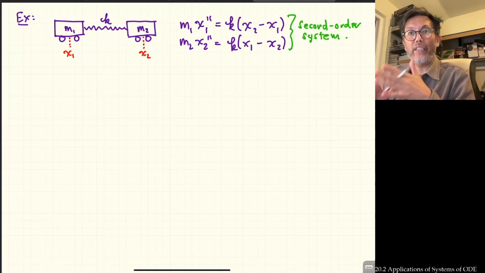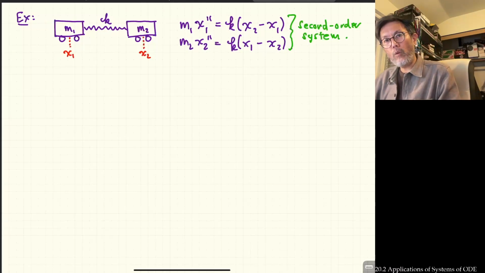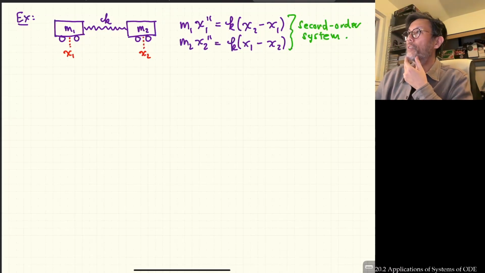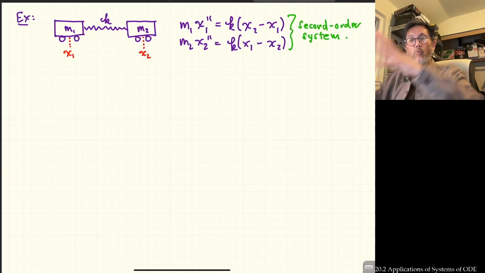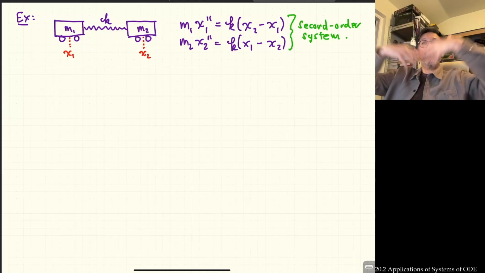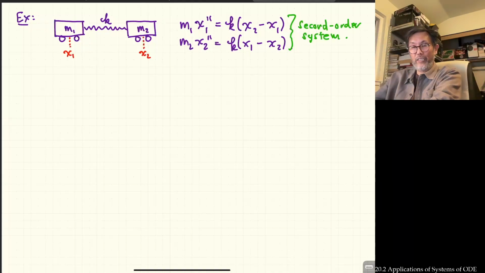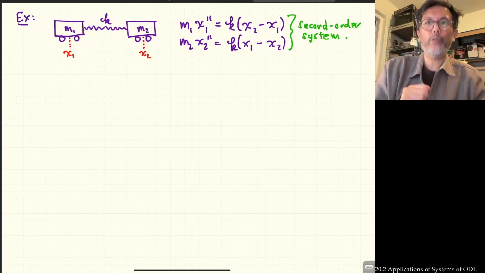Okay, that's enough for this one. In the next one, we'll talk about some issues related to how to reduce many complicated problems, like for example, this second order system into a system of first order equations.